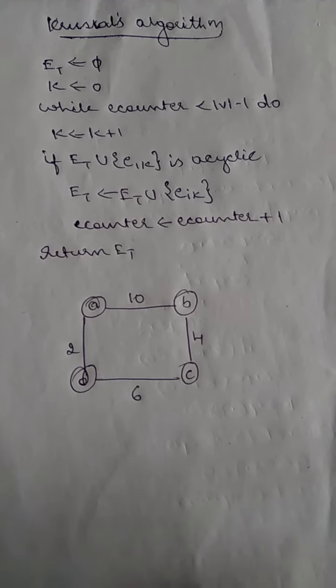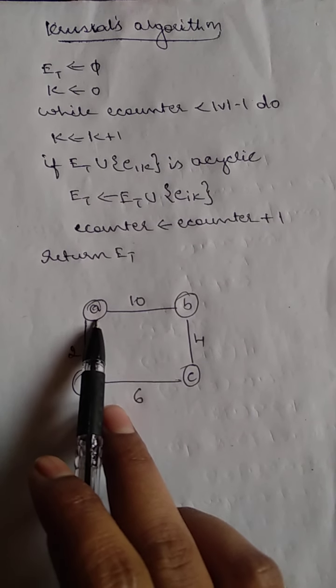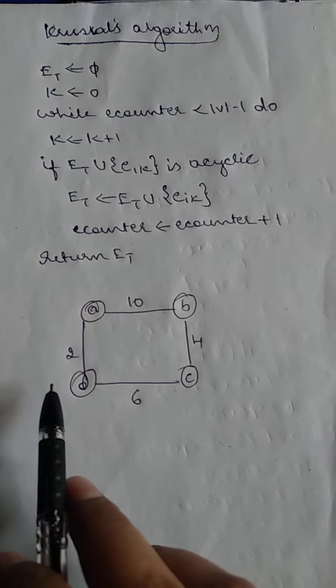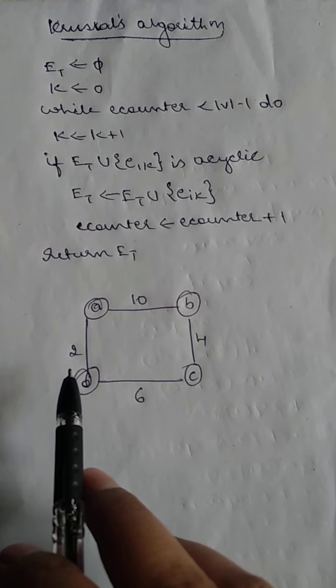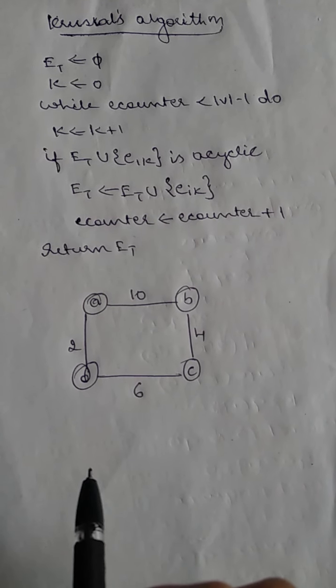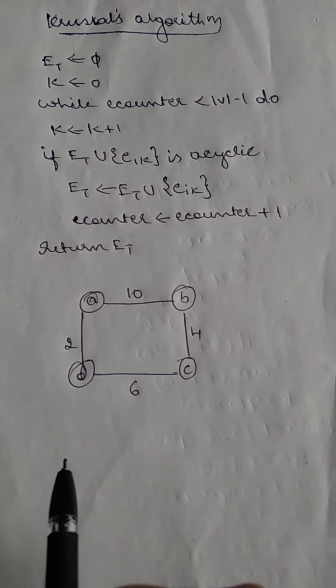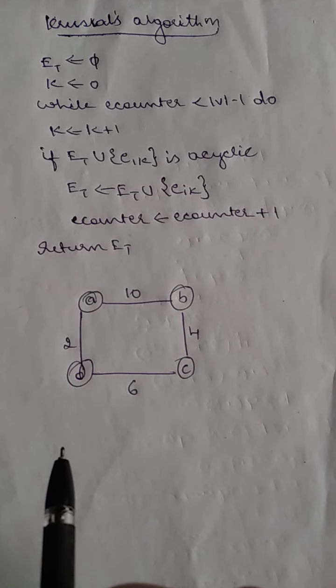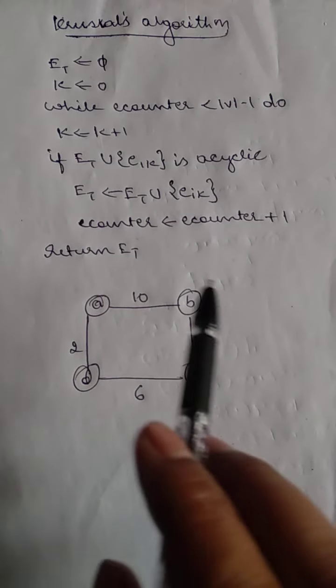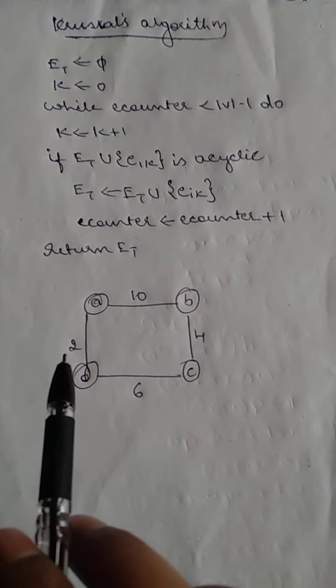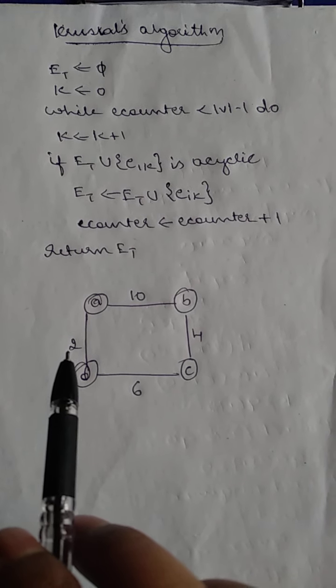In Prim's algorithm we select one arbitrary vertex and then take the vertex connected by the minimum edge. But here, in Kruskal's algorithm, I'm not taking any arbitrary vertex. You have to take all the vertices into consideration every time.